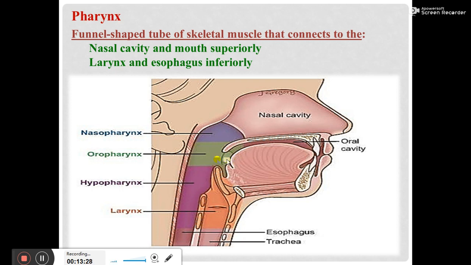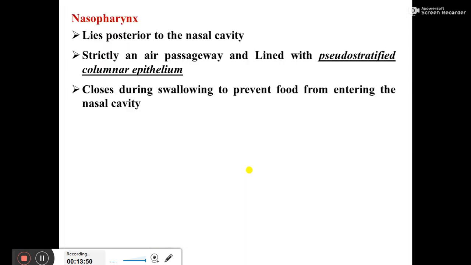It is connected to the mouth cavity as well as the nasal cavity, and further at the posterior part it is connected to the esophagus and larynx. From here it diverges, and the divergence of the respiratory and the digestive part takes place. Okay, moving on.